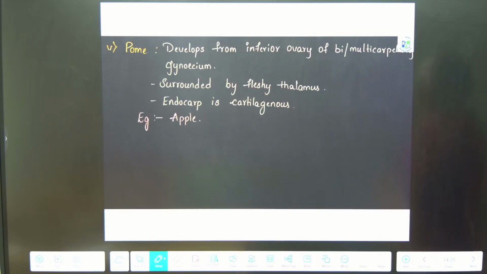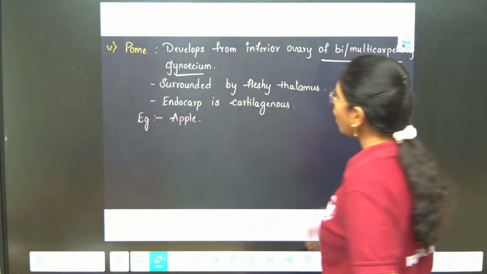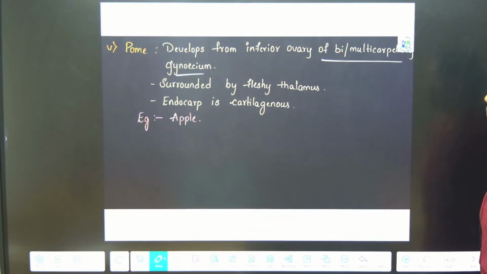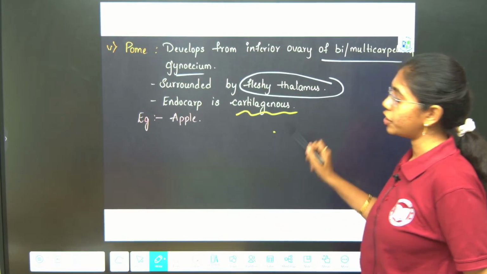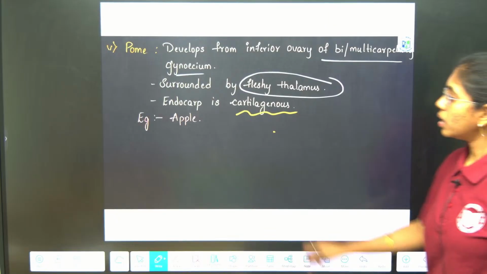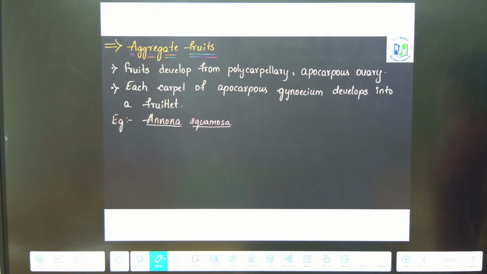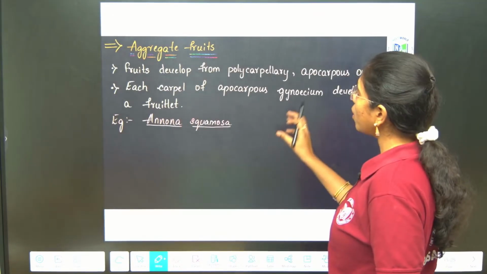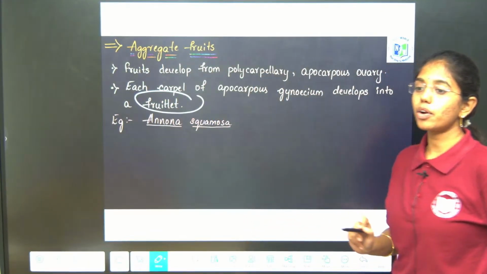Next. Pome. This develops from inferior ovary of bi or multicarpillary gynoecium. This is surrounded by what? Fleshy thalamus. Endocarp is cartilaginous. Okay. Example includes apple. Clear? And next, aggregate fruits. Aggregate fruits develop from polycarpillary apocarpous ovary. Each carpel of apocarpous gynoecium develops into what? Fruitlet. Example is Annona squamosa.